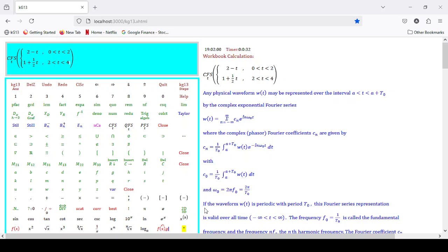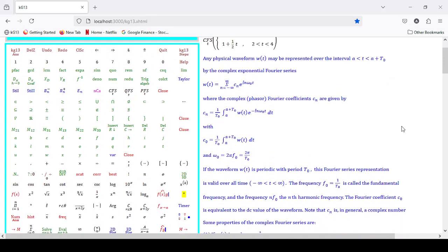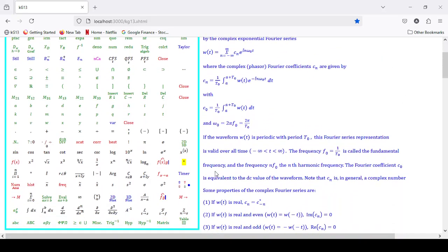But now we go further in the explanation. If this w of t is periodic with period t naught, as we have here in our problem, then this Fourier series representation is valid over all time. Then we say that f naught is the fundamental frequency, and it is given as 1 over t naught, where t naught is then the period. And then the frequency n f naught is the nth harmonic frequency. The Fourier coefficient C naught is identified as the DC value of the waveform.